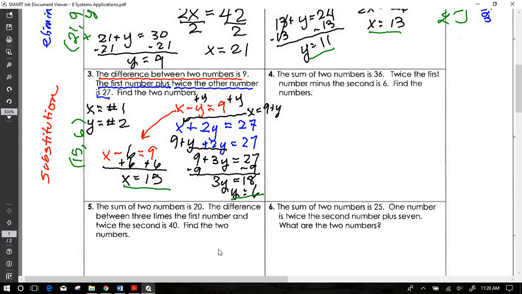I want you to try number 4. That'll be a you try. And you can use any method that you would like. I will let you know in advance that elimination method is probably going to be the easiest way. So I'd like for you to completely solve this entire problem from start to finish on your own. And if you get stuck anywhere along the way, just raise your hand and I can come help you.